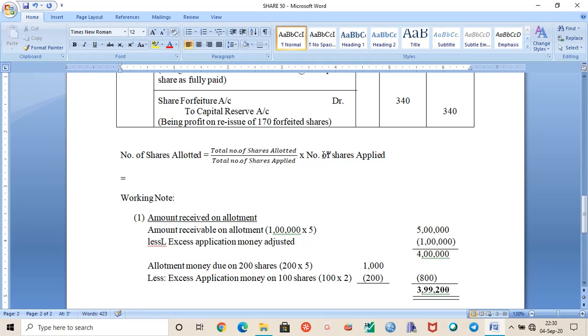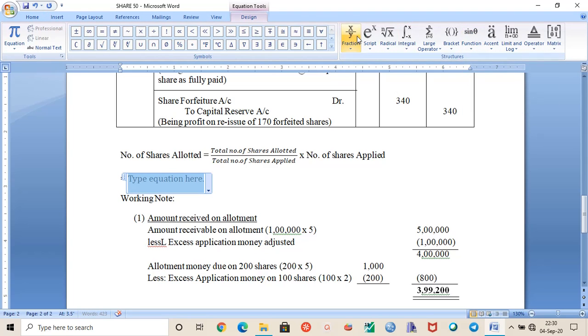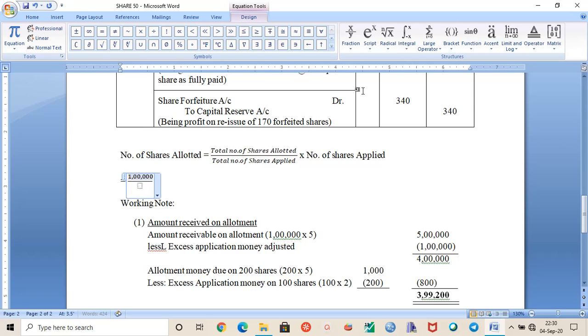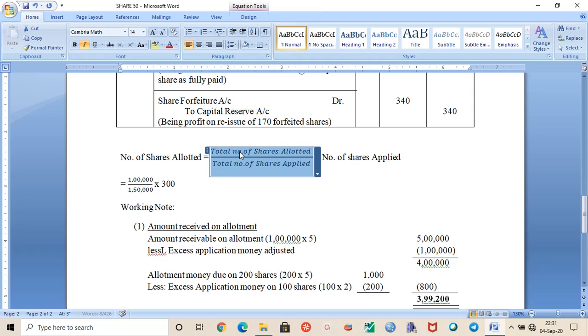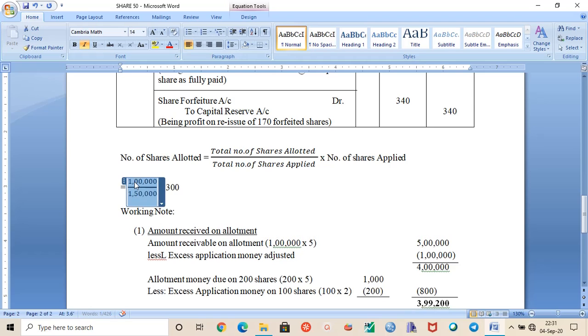So how many shares were actually allotted? 1 lakh. And how many shares were applied? 1 lakh 50,000. And how many shares were actually applied by this person? 300 shares were applied. Let me make it quite bigger. I think this will work, and this also.